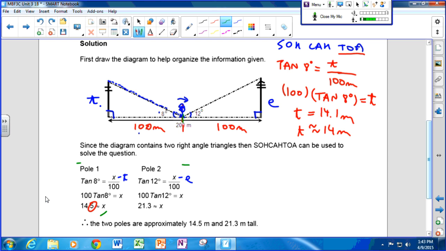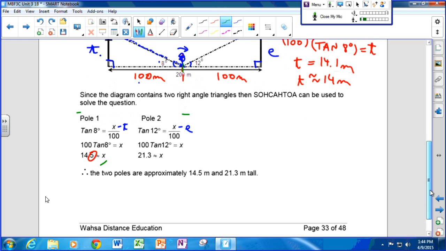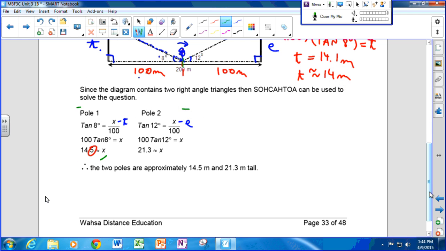Or what I see quite a bit when I'm marking is that they have to find a length and then they have to find an angle, and they'll stop when they found the length because they forgot that wasn't the goal. That was just a middle step.